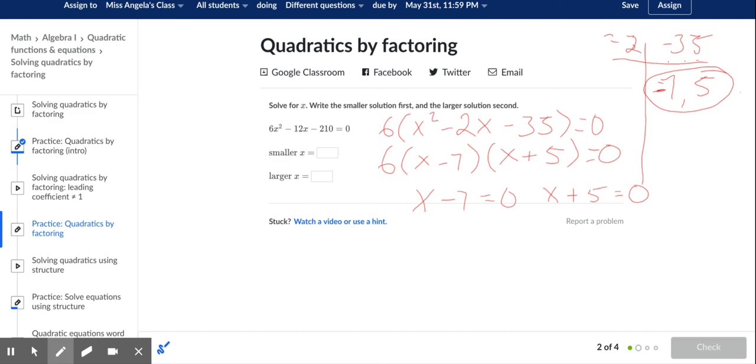So adding 7 to both sides, I get x equals 7. Subtracting 5 from both sides, I get x equals negative 5. And I would put those in: negative 5 goes here, 7 goes here.